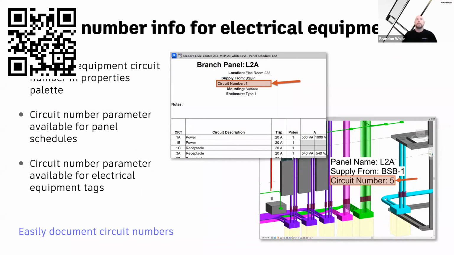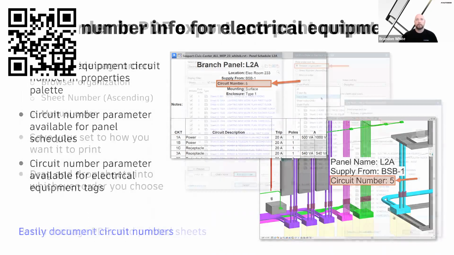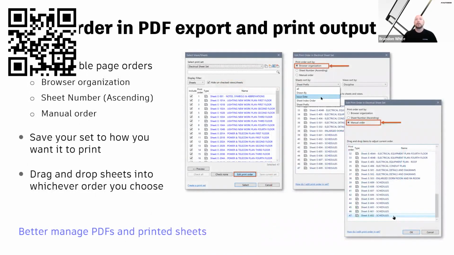And in Revit 2023, the electrical equipment circuit numbers show in the properties palette. Now the circuit number parameter is available for panel schedules and electrical equipment tags. So you can easily document your circuit number information for electrical equipment in Revit 2023. And the last feature I'll cover today, it's great for all Revit users.